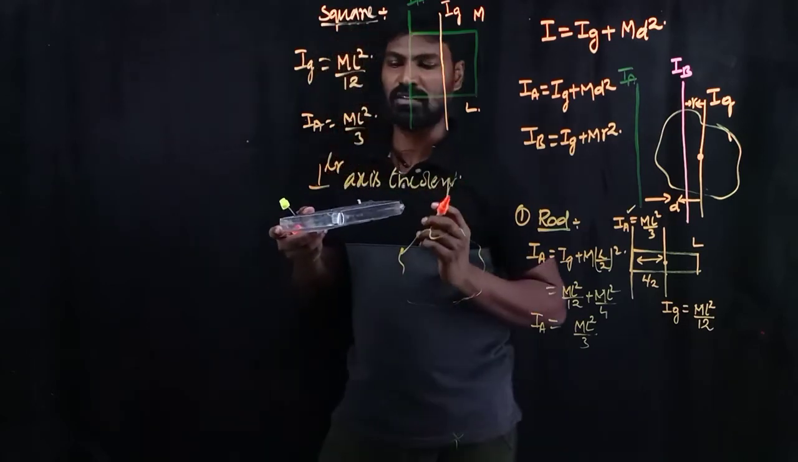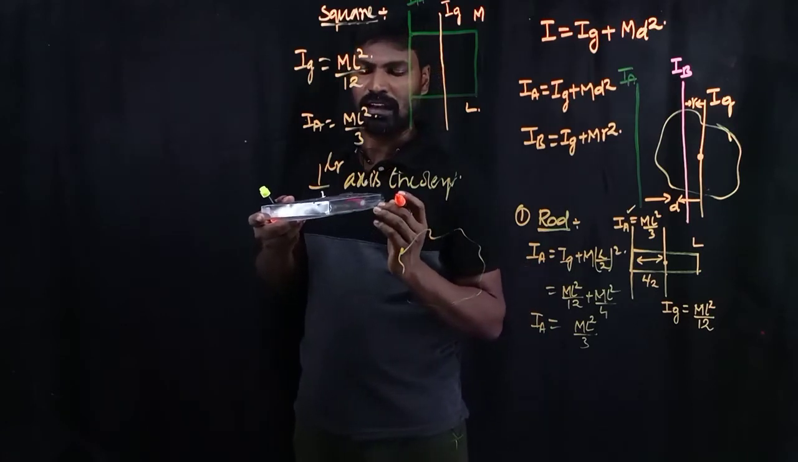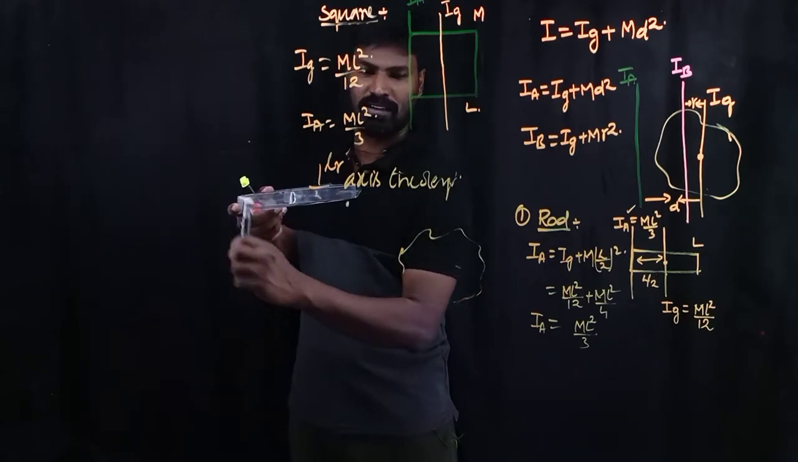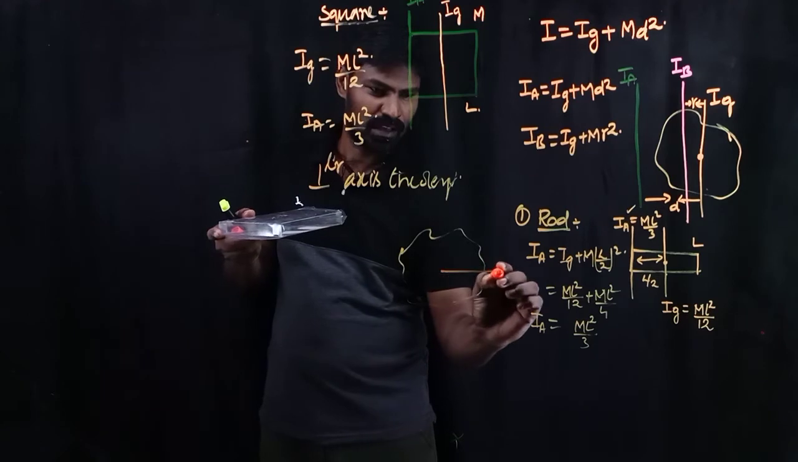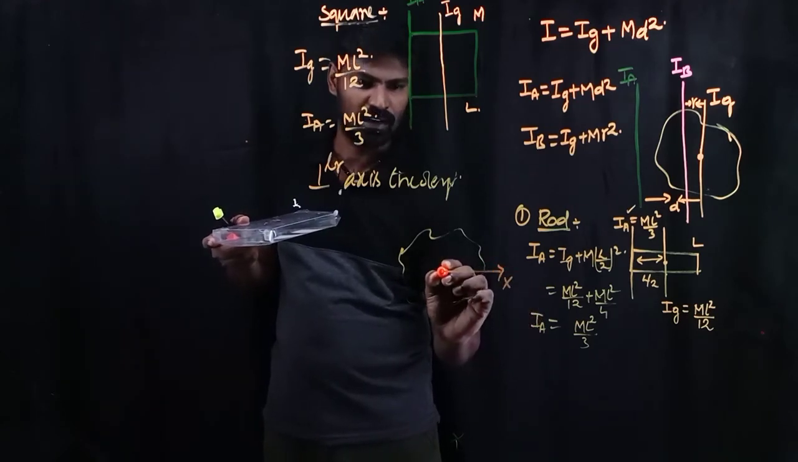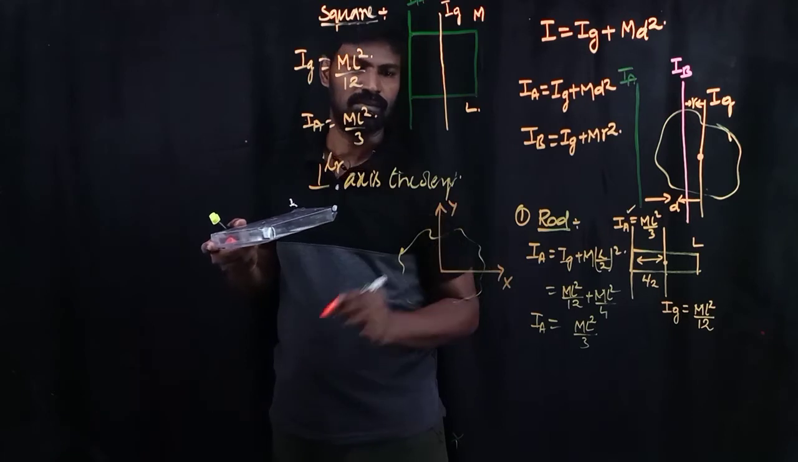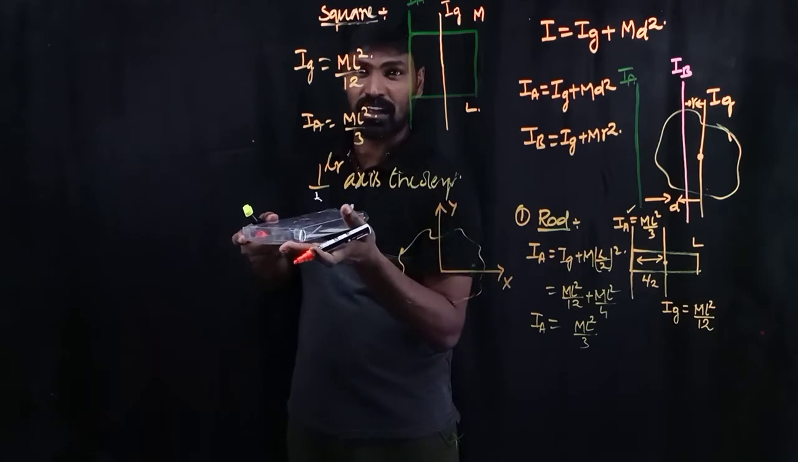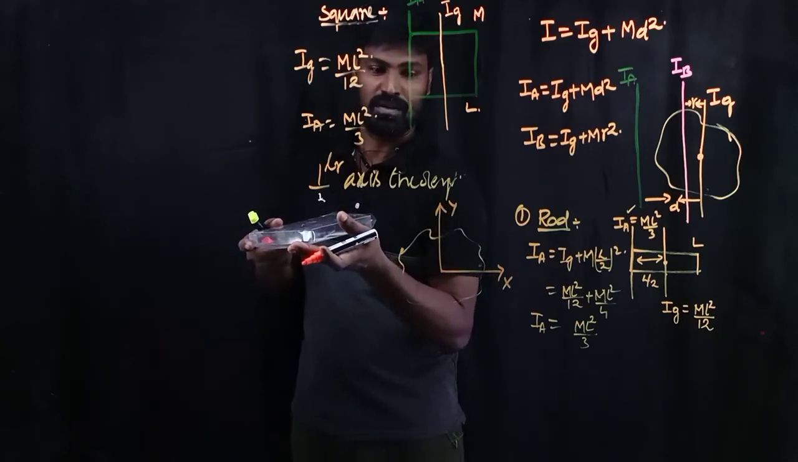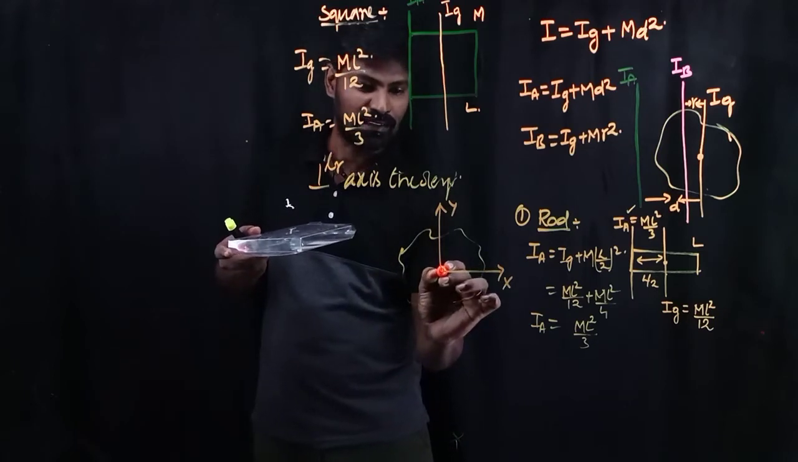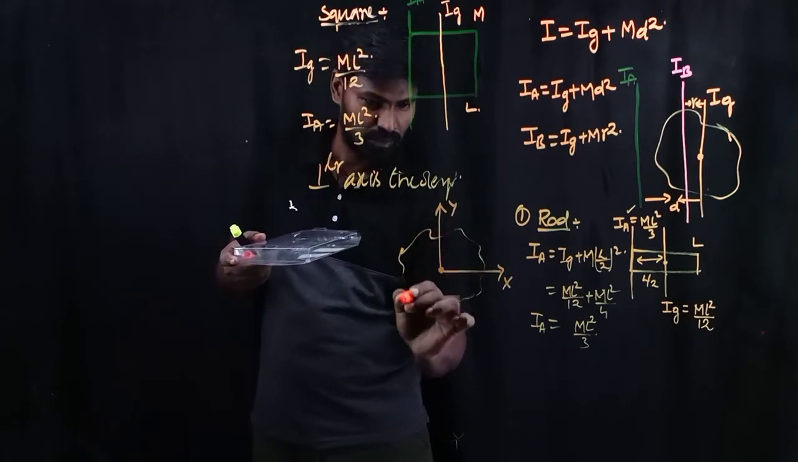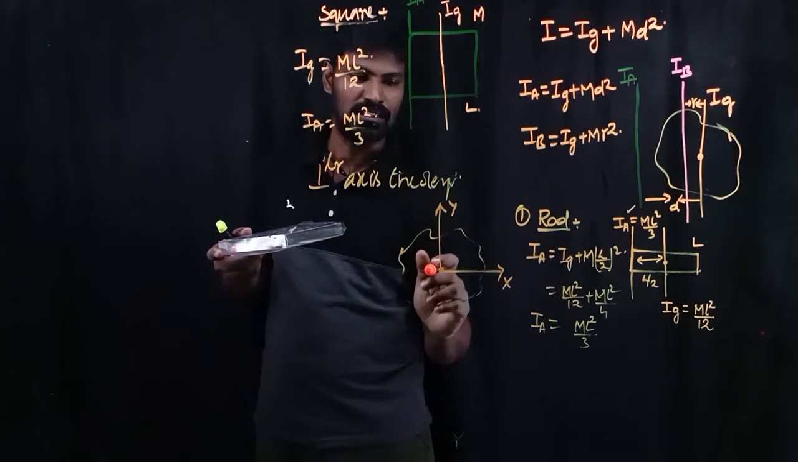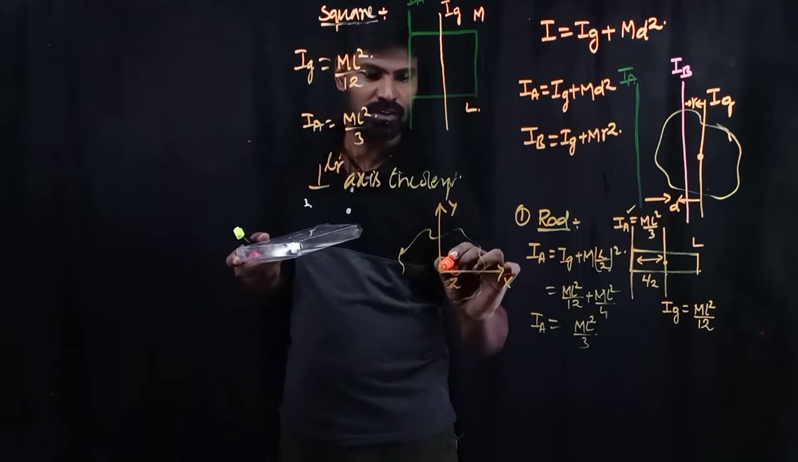For that purpose, first you consider any two mutually perpendicular axes. Let me call this IX and this axis IY. This horizontal axis I am calling the X axis. This vertical axis I am calling the Y axis. Be careful, this X and Y axis should exist on the plane of the laminar body. Now imagine an axis which is perpendicular to this plane and passing through the intersection of these two, that I am calling the Z axis.